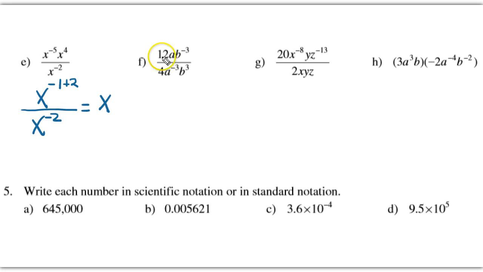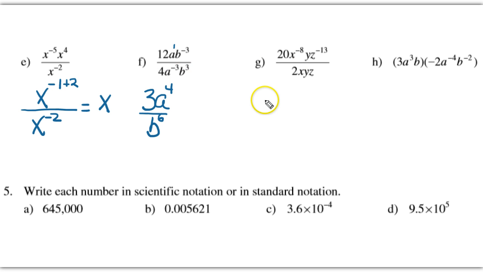Now the 4 will go into 12 evenly, and that would be 3. And we're going to bring our a to the negative 3 up. There's a 1 there. So this will make this a to the 4th. Bringing this negative 3 up becomes a positive. 1 plus 3 is 4. And we'll want to bring this negative 3 in the numerator down. It'll become a positive 3, so that will be b to the 6th. And of course you'll have practice with this.